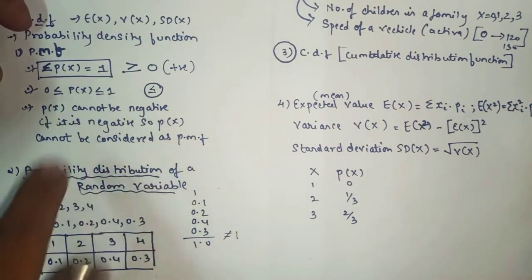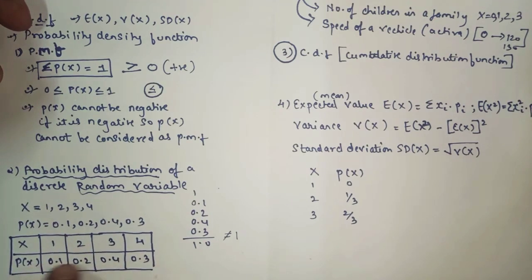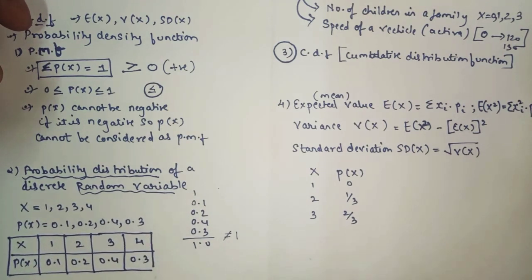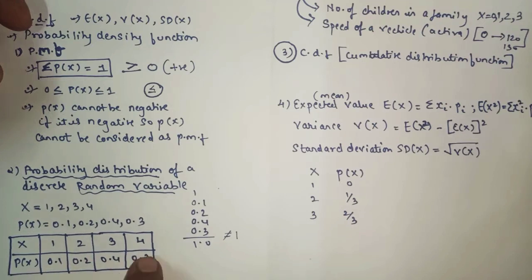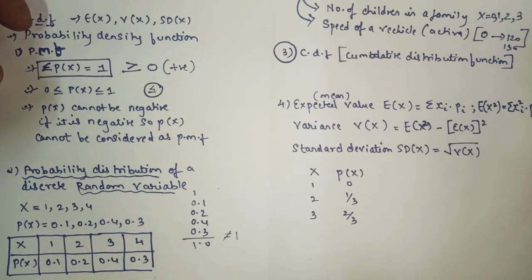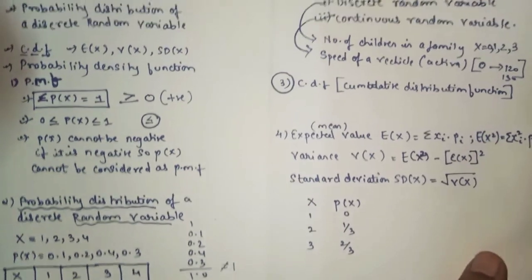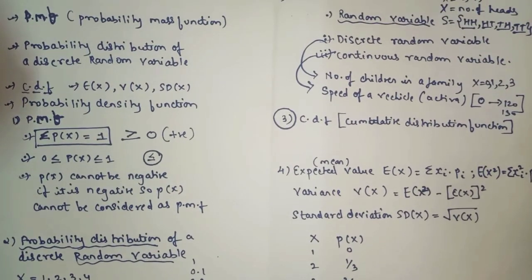It should be equal to 1. All the values should be positive. Then only we can say it is a PMF. If the values are negative, then straight away you will write it is not a PMF. So PMF stands for what? Probability mass function.